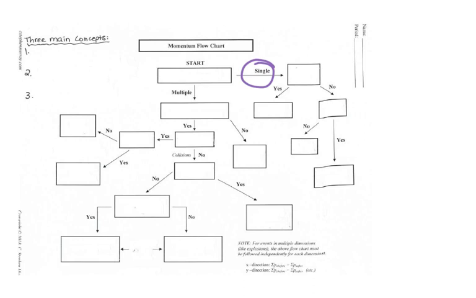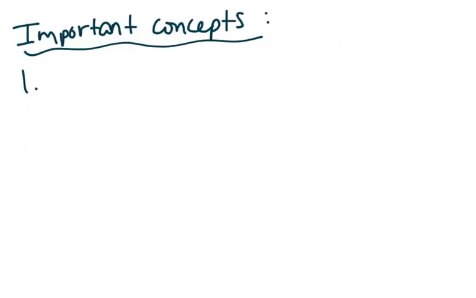All right, so let's talk about this main concept number 1. All right, important concept number 1 is what we just talked about. So it is that an impulse causes a change in momentum.